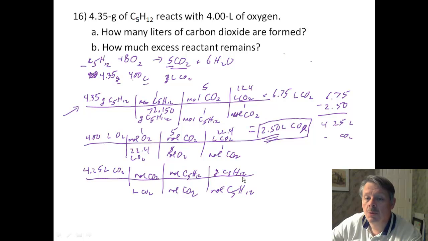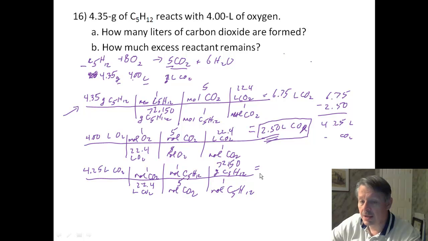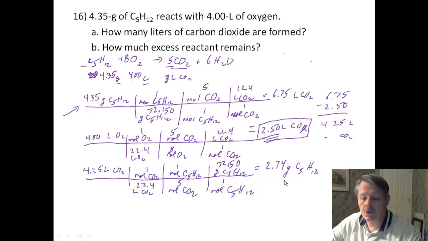And this will tell me how many grams I had left over. Well, there are always 22.4 liters in 1 mole at standard temperature and pressure. I had a 5 in front of my carbon dioxide and a 1 in front of my C5H12. And 1 mole of C5H12, we already figured out earlier, was 72.150 grams. So I do the math there, and that gives me 2.74 grams of C5H12 was not used, and the remainder was. Okay? That's it for number 16.